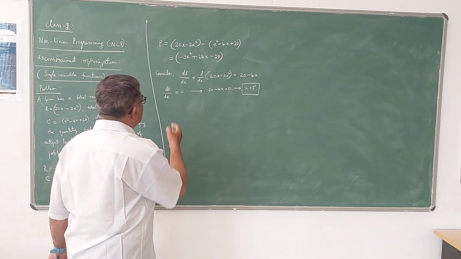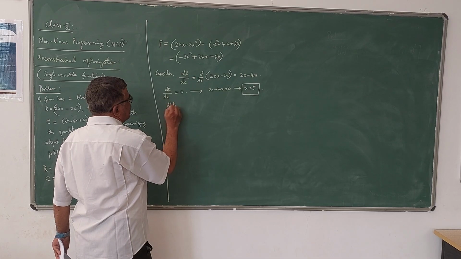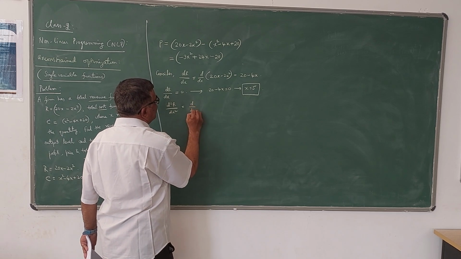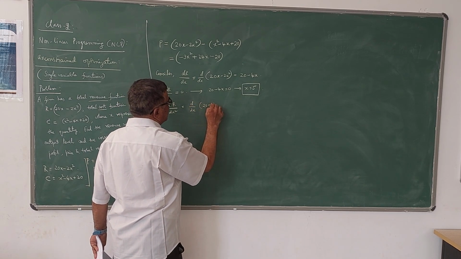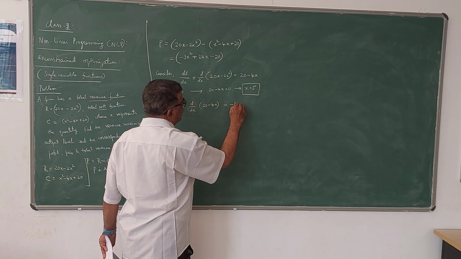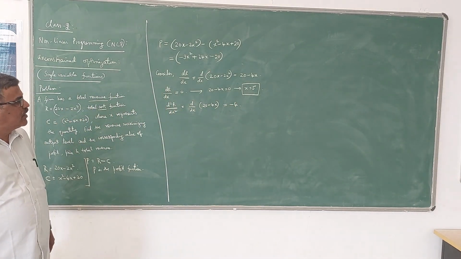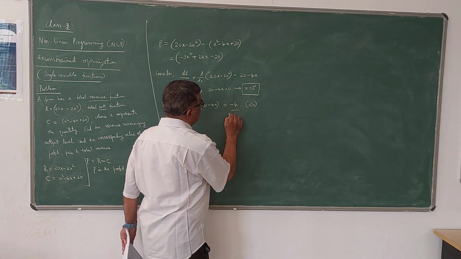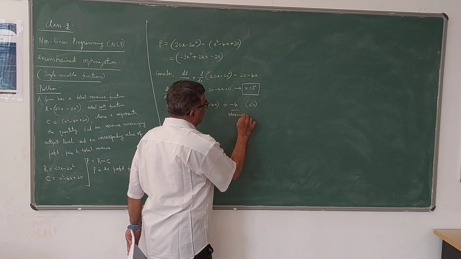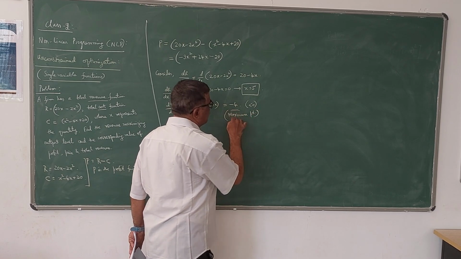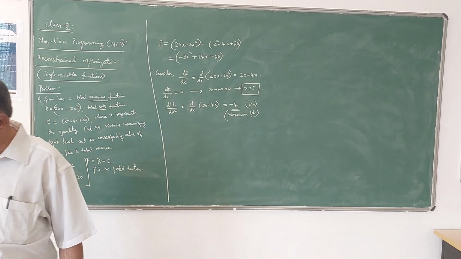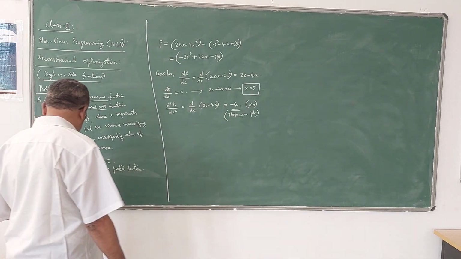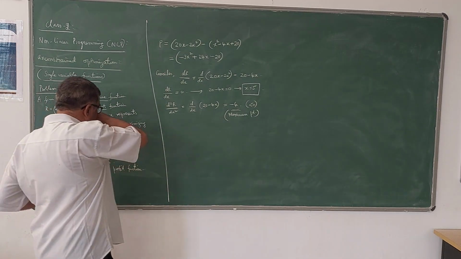Suppose at x is equal to 5, what is the second derivative? d square R by dx square. Once again you differentiate this, that is d by dx of 20 minus 4x, which is minus 4. Derivative of 20 is 0. Minus 4 means it is less than 0. Less than 0 means maximum point. If the second derivative is less than 0, it is the maximum point. So d square R by dx square is negative, so revenue will be maximum at x is equal to 5.